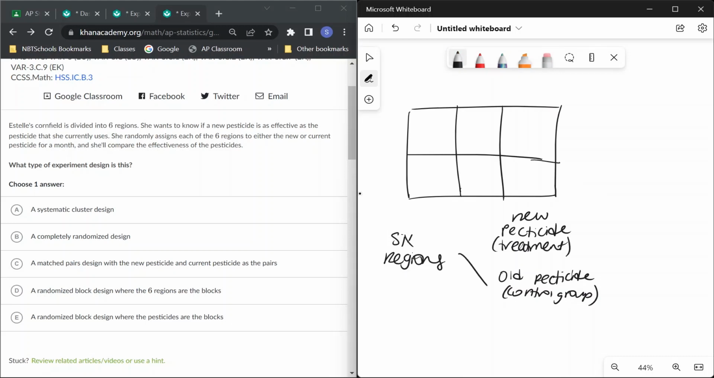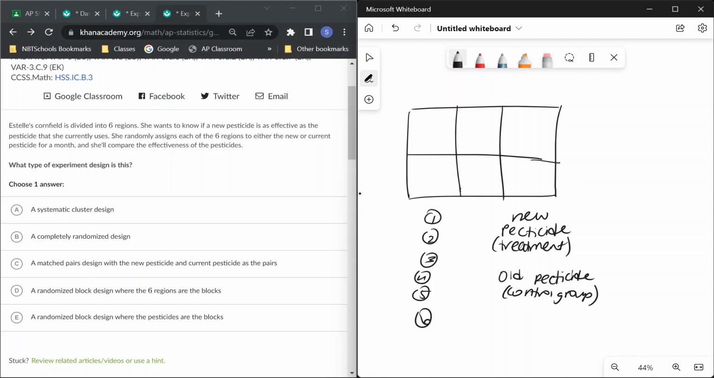Actually, 6 regions randomly assigned. What is it? Okay, wait. Oh my god. Okay, let's think. I think it's randomized block, because if you think about it, it's the 6 regions individually, so like 1, 2, 3, 4, 5, 6, and they're being randomly assigned. But that doesn't make sense.